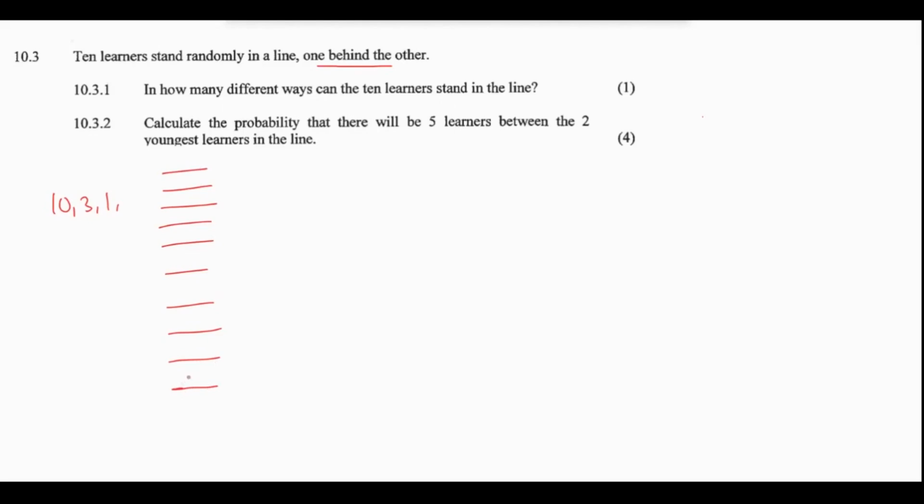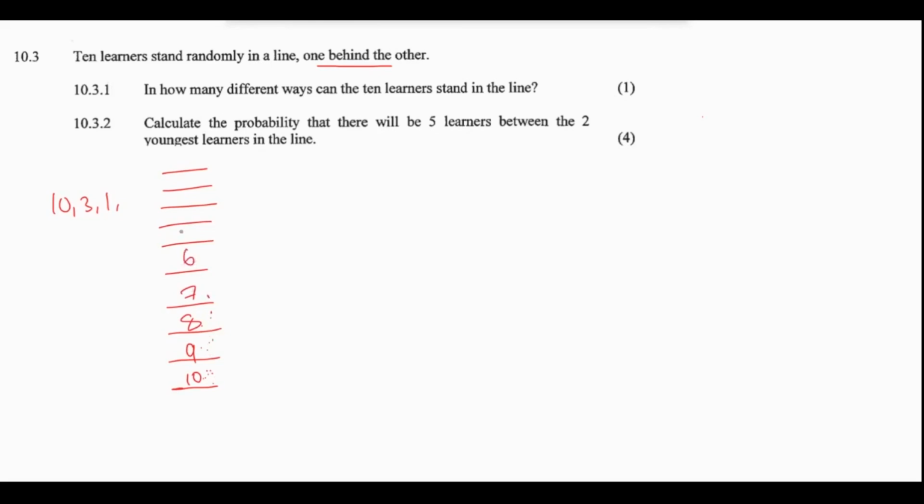So it means the first slot, we have how many choices here? We have 10 choices here. If this slot is occupied by the first learner, we're left with how many learners to occupy the second slot? 9. Two learners have occupied these slots. We're left with 8 to occupy the third one. We have 3 now, so we're left with 7 learners. We have 7 choices here. We have 4 learners, so we're left with 6 learners.